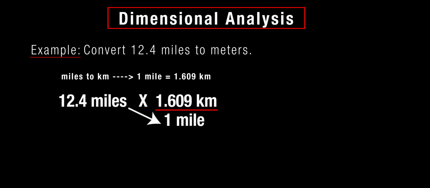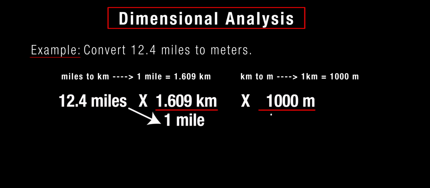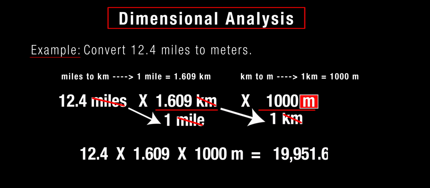Next, you need to convert kilometers to meters. 1 kilometer equals 1,000 meters. So you will multiply it by 1,000 meters divided by 1 kilometer. Make sure kilometer and kilometer are diagonally placed. Now we can cancel mile and mile, kilometer and kilometer. After cancelling, you only have meters in the setup, which is what you needed to convert to. Next, you do the math and write the answer with the units.